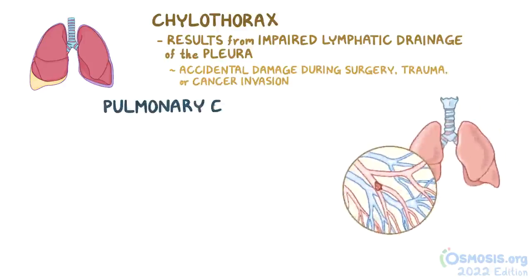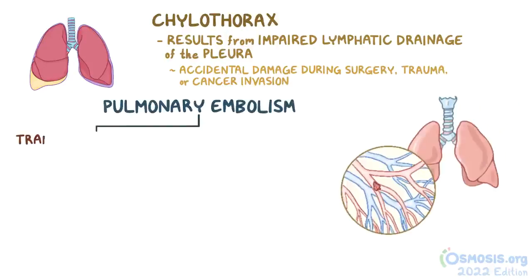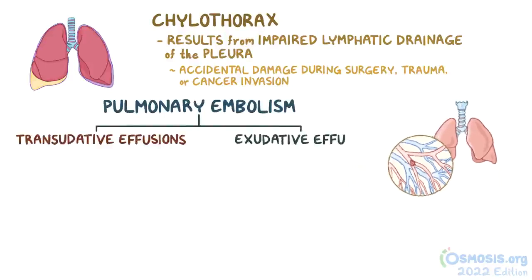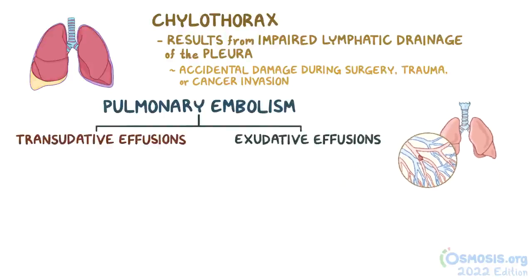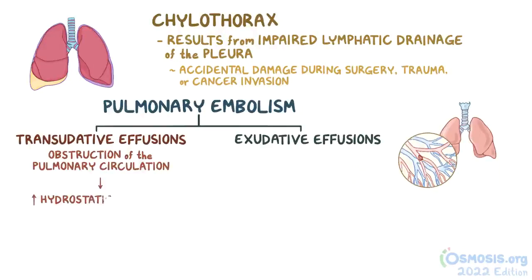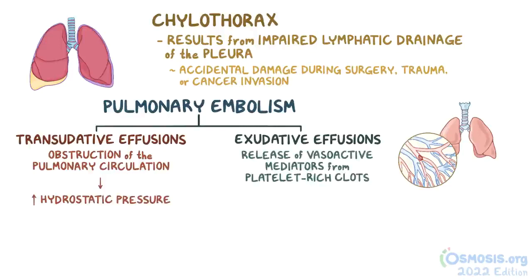Interestingly, pulmonary embolism can cause both transudative and exudative effusions. The transudative component is thought to occur during obstruction of the pulmonary circulation, causing an increased hydrostatic pressure in that area. The exudative component occurs due to release of vasoactive mediators from the platelet-rich clots, which increase capillary permeability.